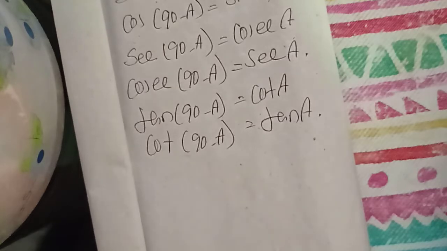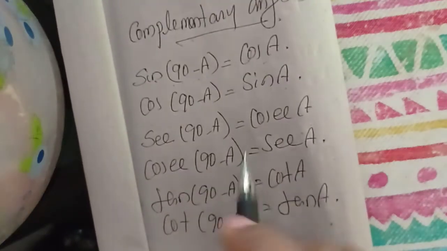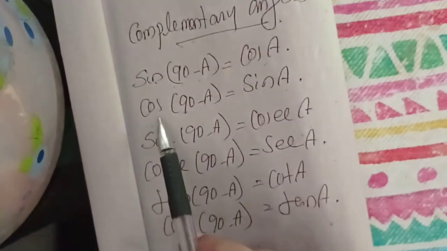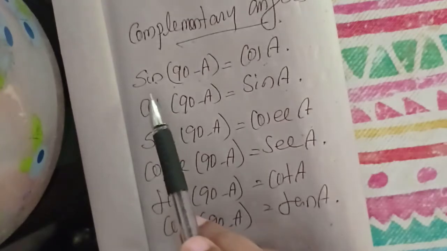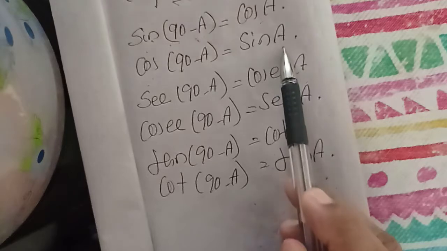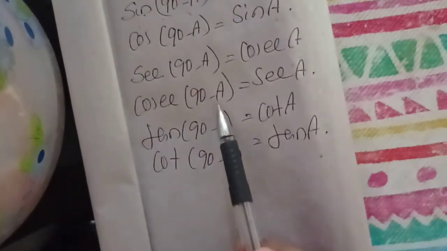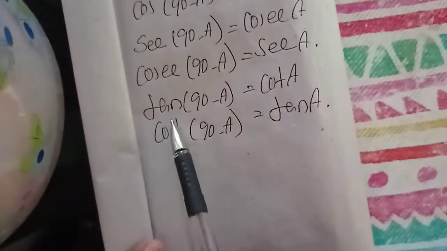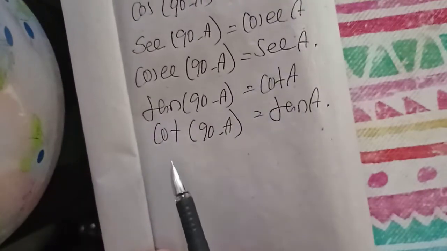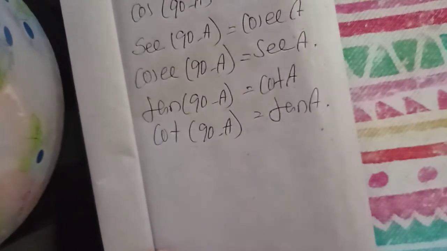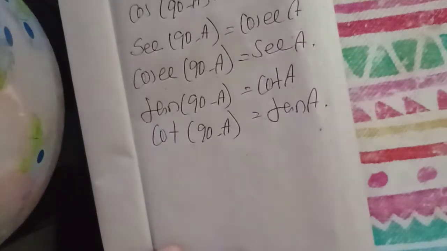One more time, repeat. Sine 90 minus A is cos A. Cos 90 minus A is sine A. Sec 90 minus A is cosec A. Cosec 90 minus A is sec A. Then tan 90 minus A is cot A. Cot 90 minus A is tan A. Understand?